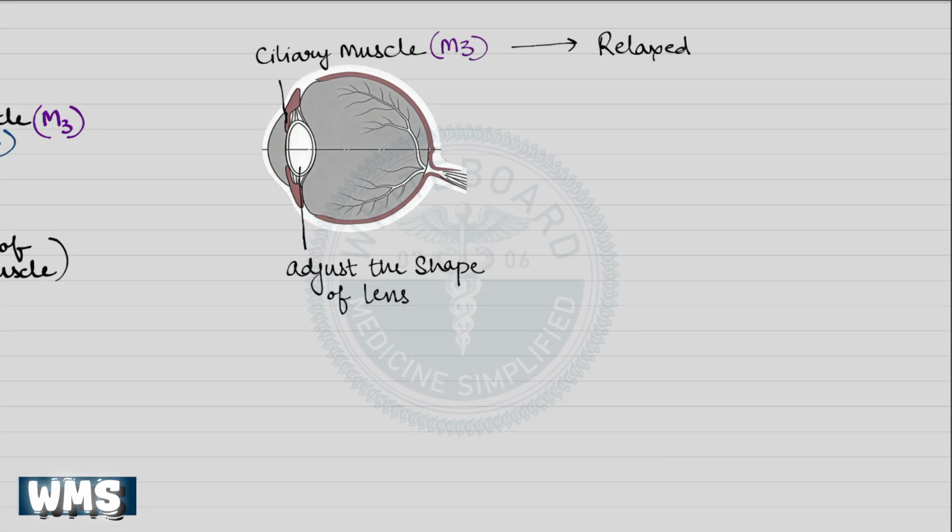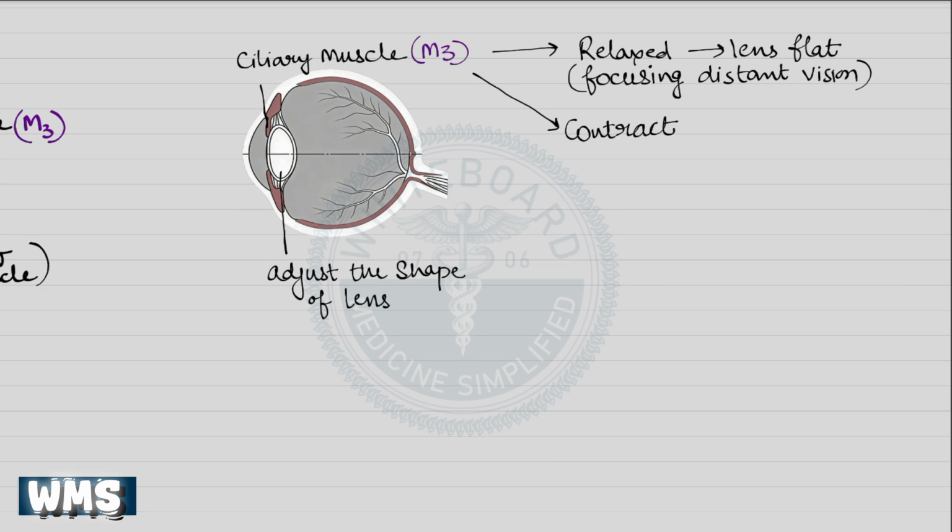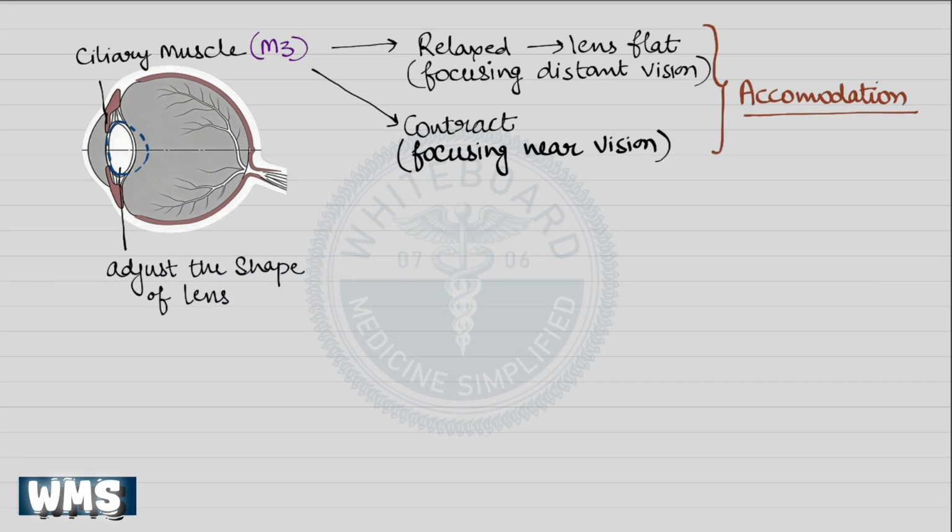The function of the ciliary muscle is to adjust the shape of the lens. When it is in a relaxed state, the lens remains flat, which helps in focusing distant vision. But when it contracts, the lens becomes more convex, more rounded, which helps focus near vision. This change in the shape of the lens while shifting focus between distant and near objects is called accommodation.